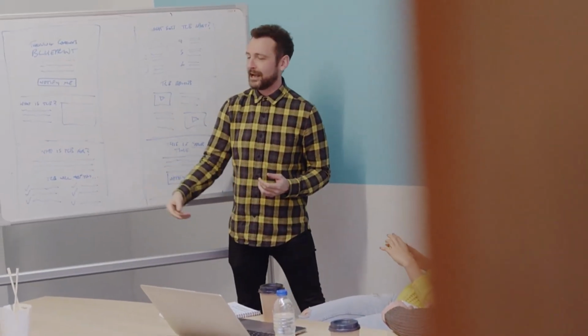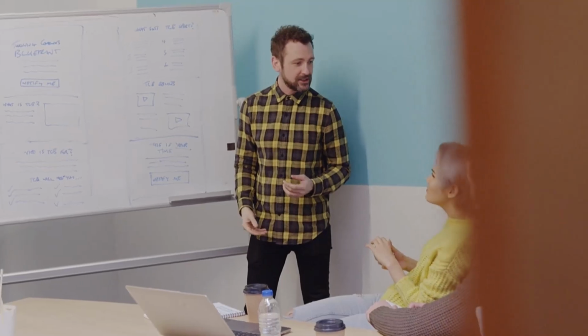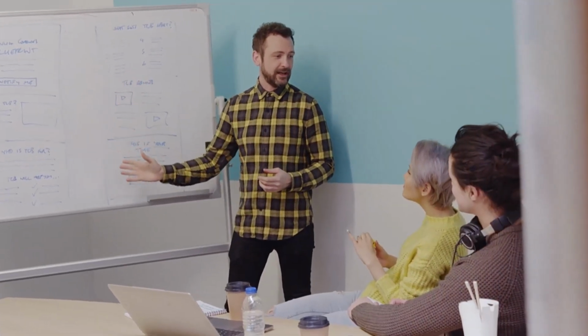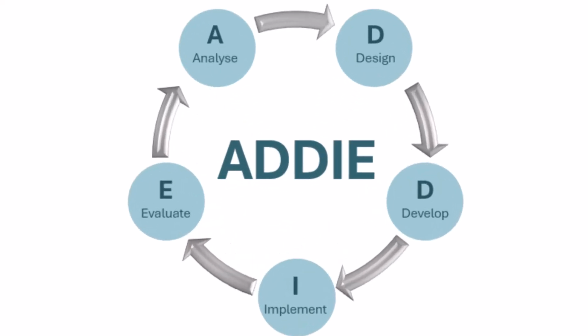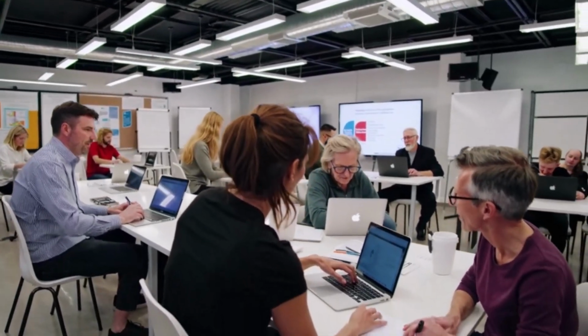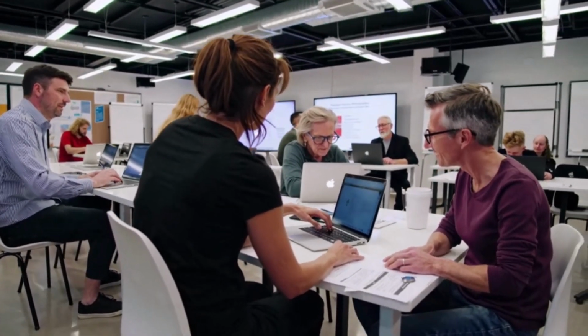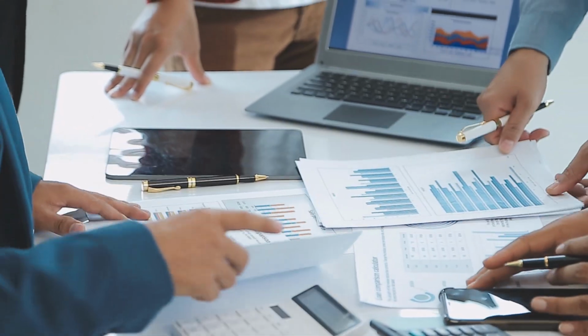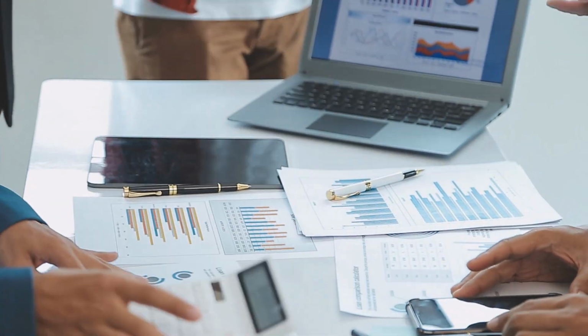The ADDIE model offers a structured, flexible approach for building effective learning programs. By following its 5 phases: Analyze, Design, Develop, Implement, and Evaluate, learning professionals can ensure that training solutions are targeted, engaging, and impactful. Embracing the ADDIE model leads to continuous improvement and success in instructional design.